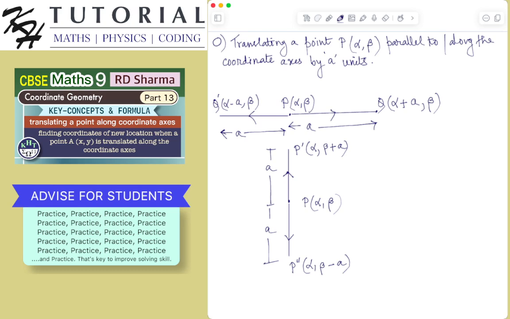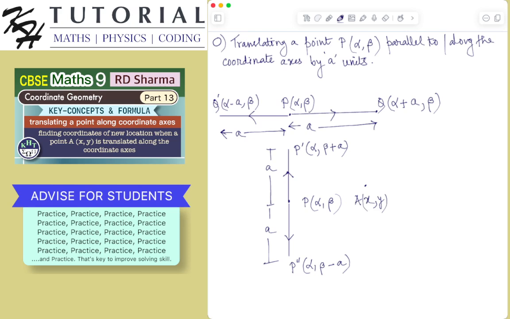I hope now you may find in some problems it may be stated that a point is translated by a units along the x-axis to the right, and then again by b units above along the y-axis. What will be the coordinates of the new location? So let's say, just for an example, we have a point A with coordinates x comma y.